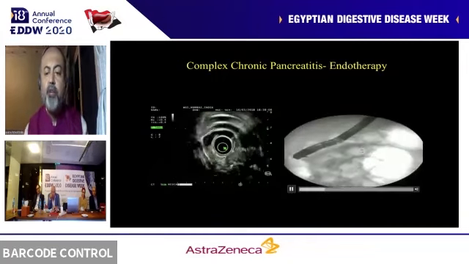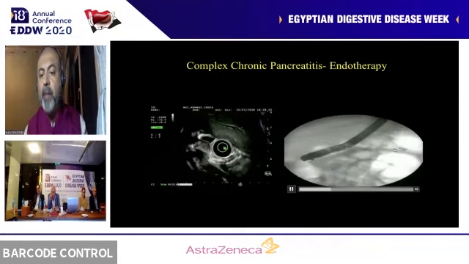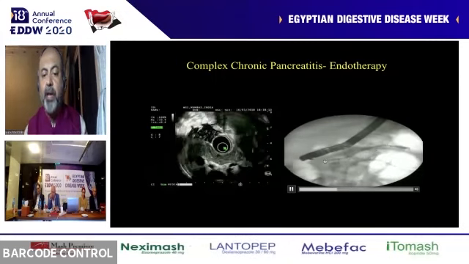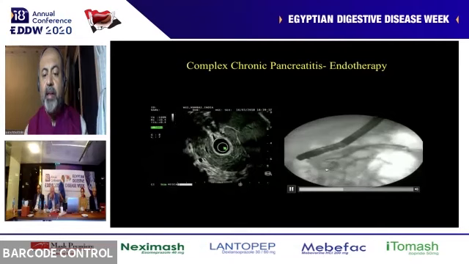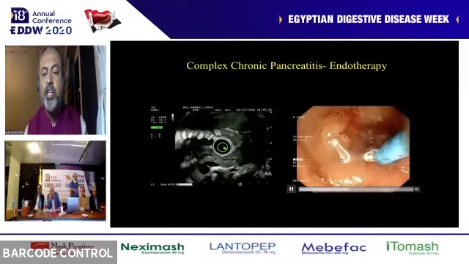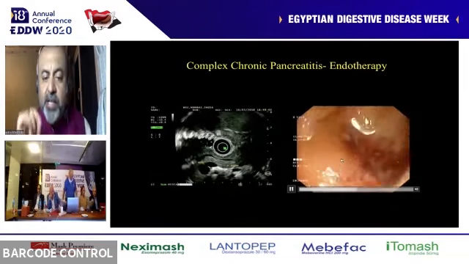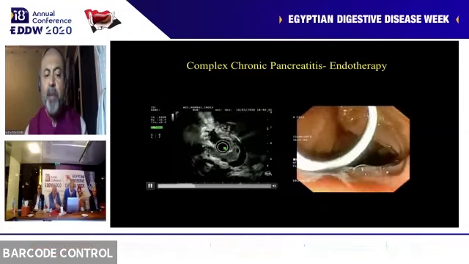And I went to the minor papilla first. I have cannulated the minor papilla. You can see the minor papilla coming in. And then this is a major papilla, and there is a stone sitting there. So what I did was I placed a stent. You can see the beautiful mapping of the pancreas here.